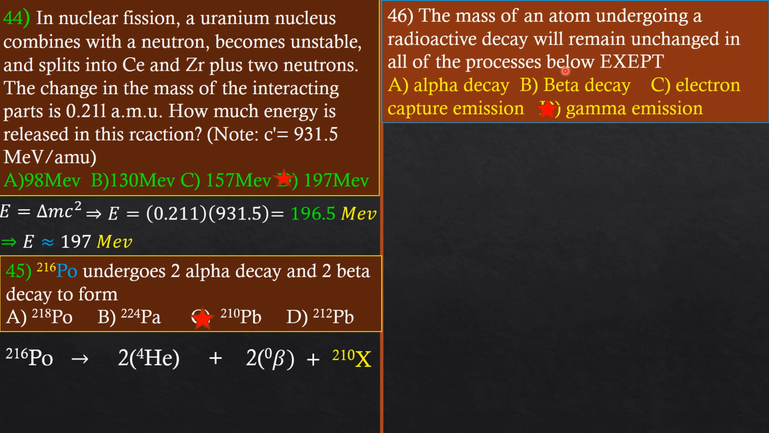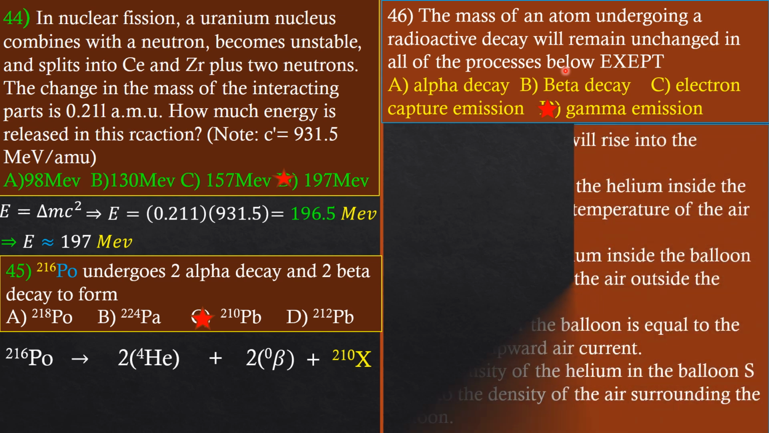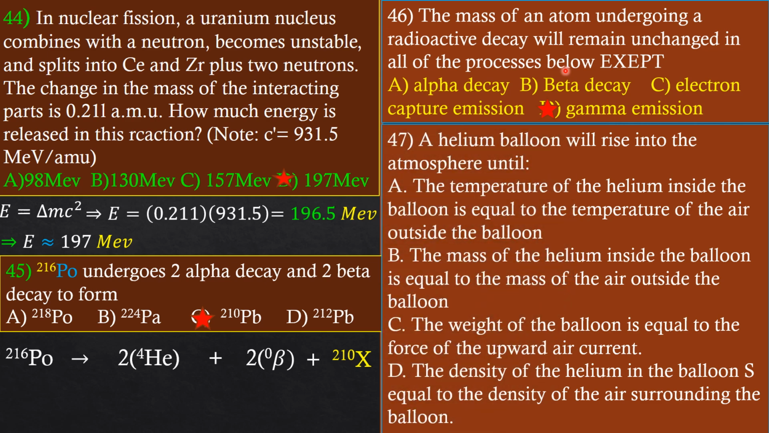Okay. Question 47, guys, simply reads that a helium balloon will rise into the atmosphere until... So, guys, this helium balloon is going to rise until the density of the helium in the balloon has to be equal to the surrounding density of the atmosphere. So option A is that the temperature of the helium inside the balloon is equal to the temperature outside. Guys, we don't talk about the temperature, okay? The temperature in this case does not matter.